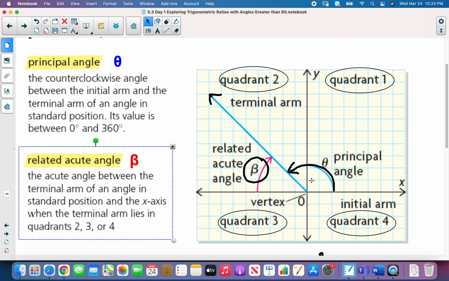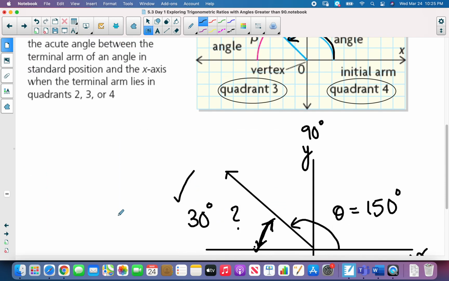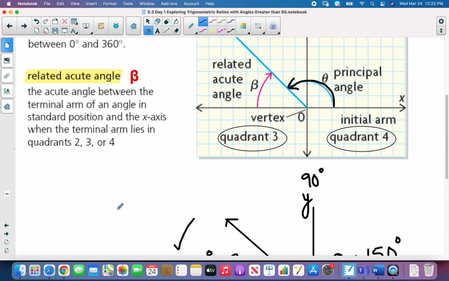What we will do is we will try to find how that angle is related to the acute angle beta. So the acute angle beta is an angle between the terminal arm of an angle in the standard position and the x-axis when the terminal arm lies in quadrants 2, 3, or 4. What that means is, let me give you an example.